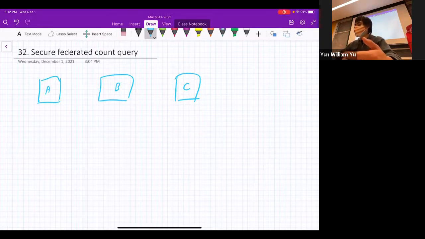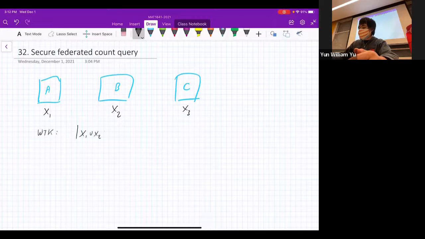And so you might ask these questions, and then in order to figure out how many patients are at all these hospitals, you have some number, say X1, X2, X3. These are the sets of patients at each hospital that fit some criteria. And then what you really want is to know the size of the union of these three sets. Okay, so that's what you really want to know.